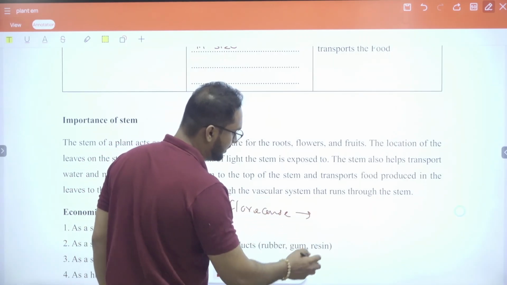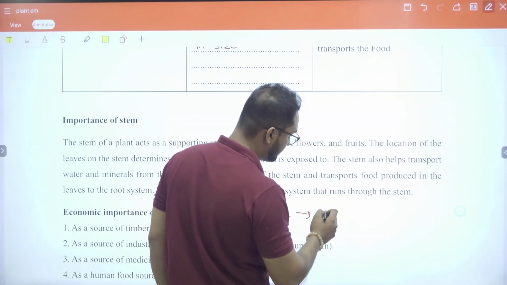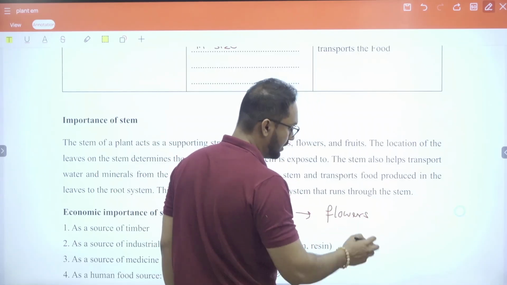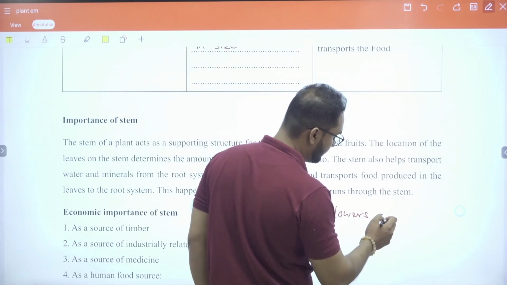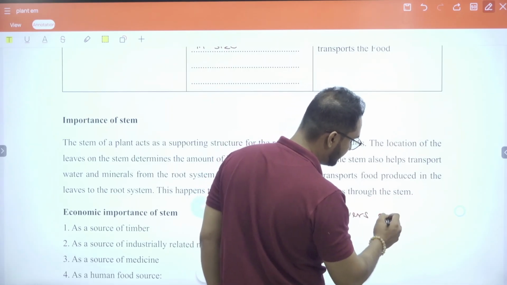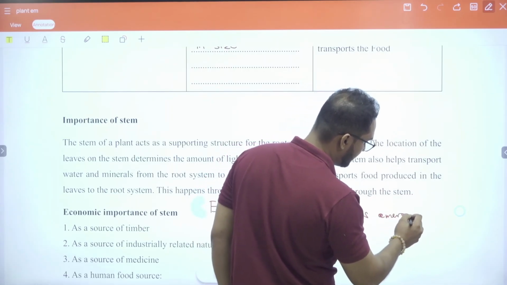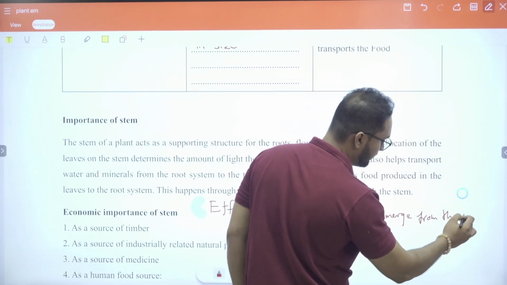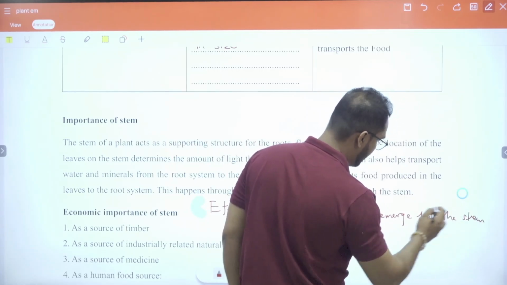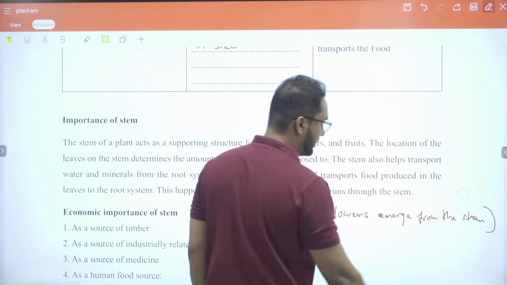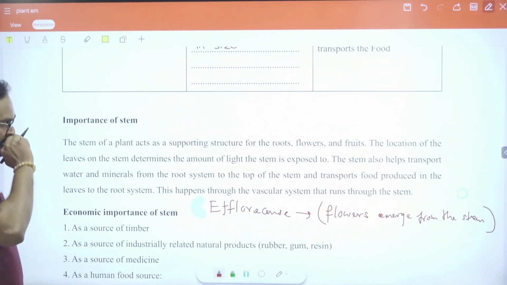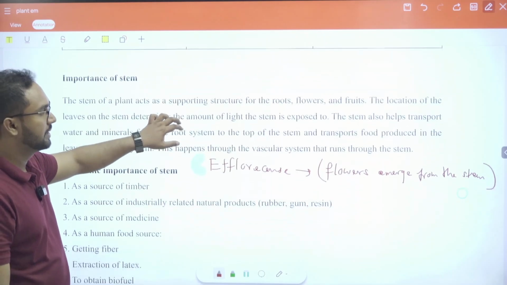Flowers emerge from the stem is called the efflorescence, right. And the stem acts as a supporting structure for the roots, flowers, and fruits.